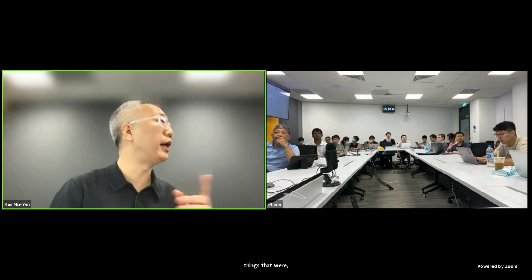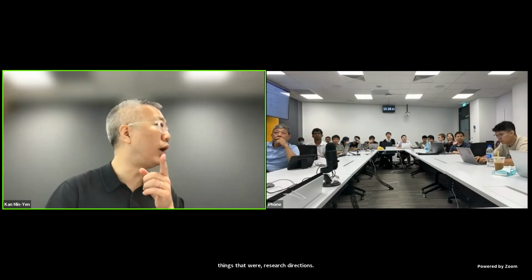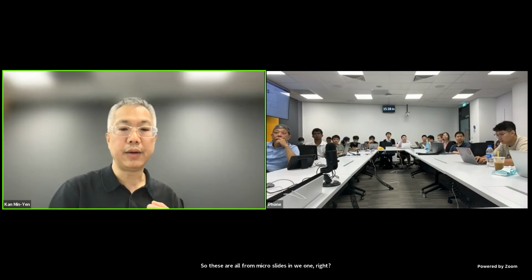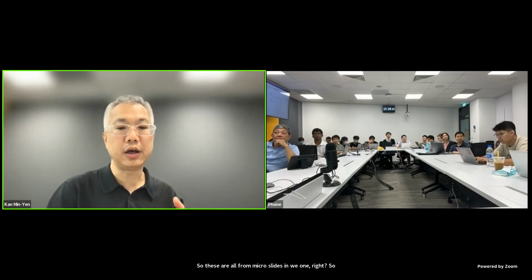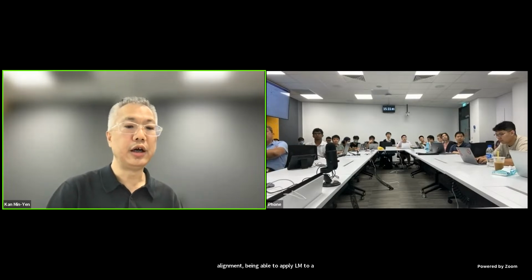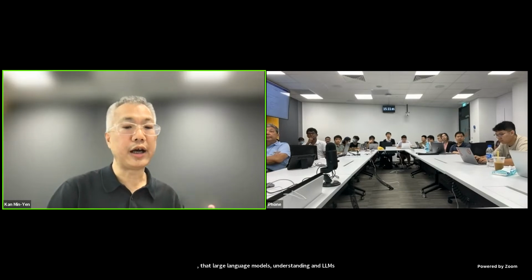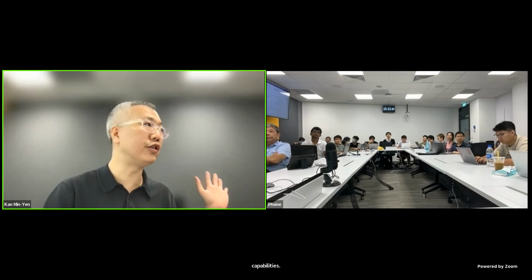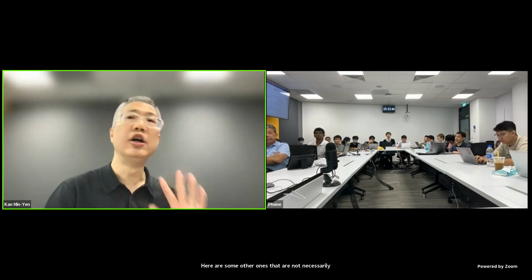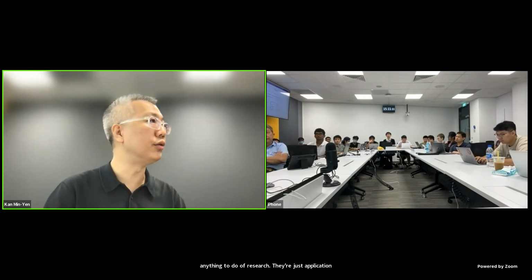So these are all from Michael's slides in week 1: alignment, being able to apply LLMs to a task, open world, large language models, understanding an LLM's capabilities. Here are some other ones that are not necessarily anything to do with research. They're just application areas. Those are absolutely fine too.